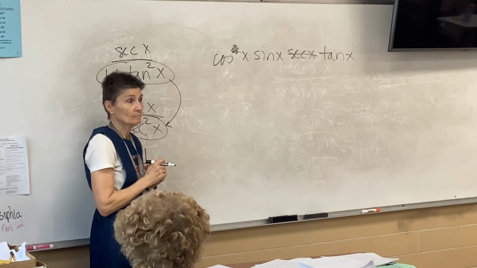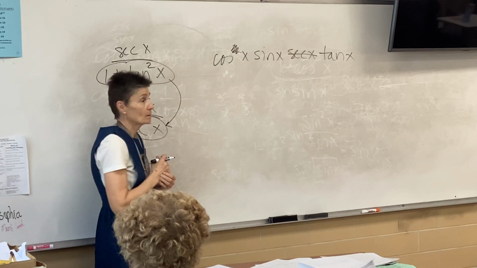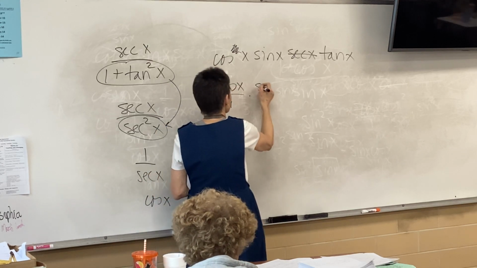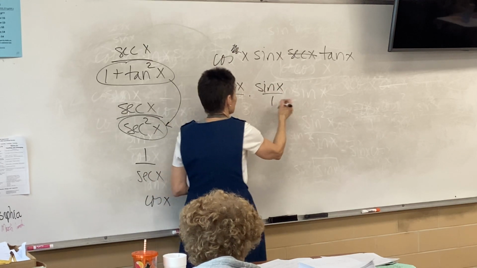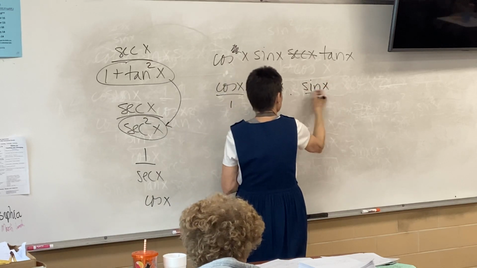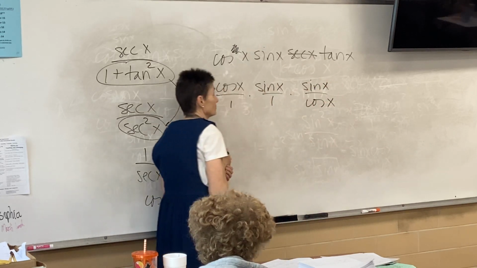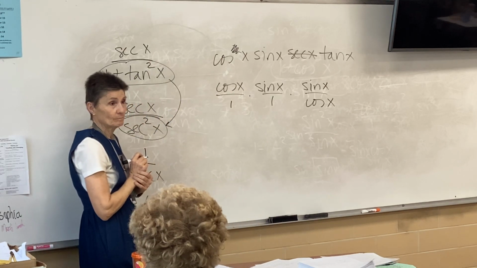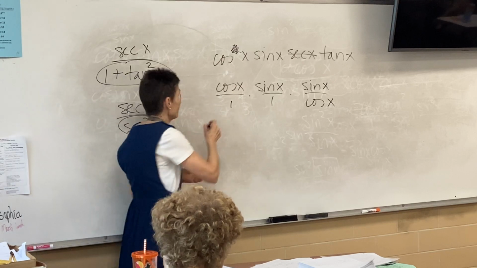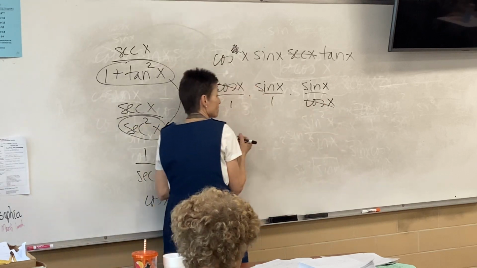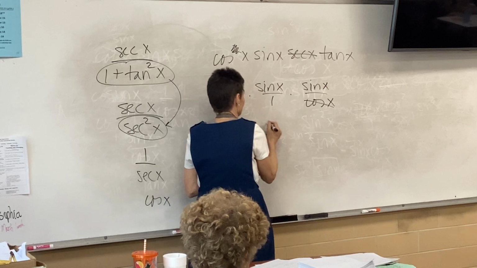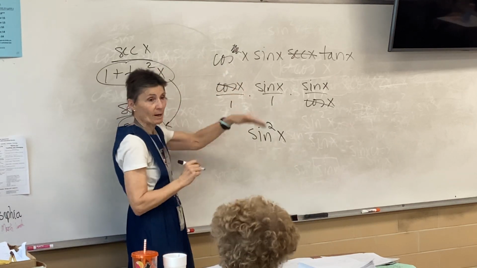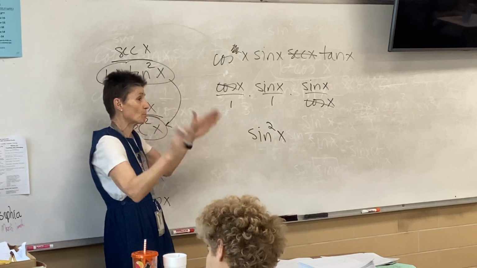What now? This is now cosine over 1, sine over 1, and sine over cosine. Anything canceled? Cosine. And what are we left with? Sine squared. Now, that's exactly right. If you can do that, that is perfect.